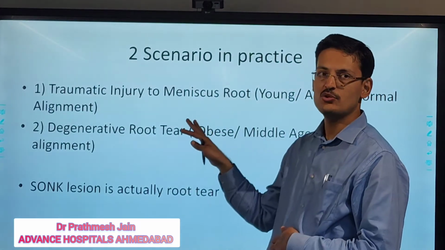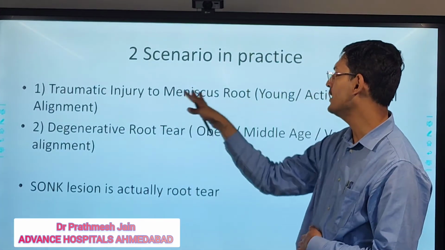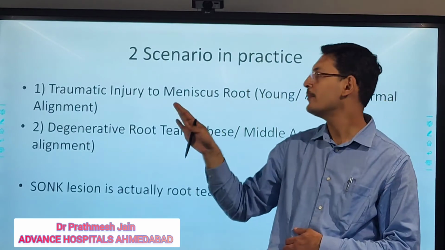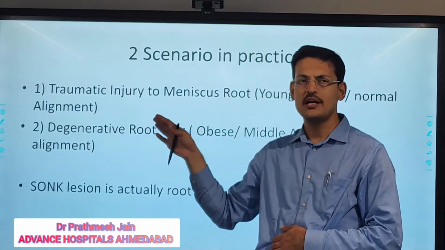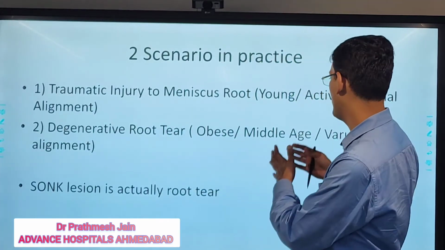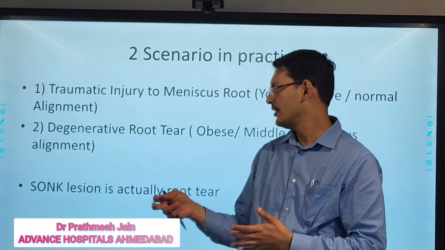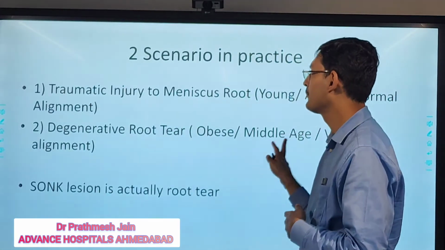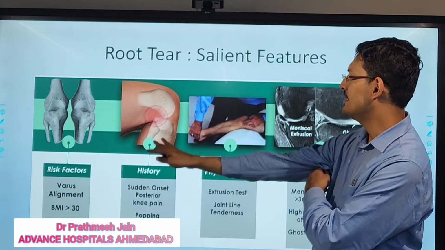So there are two scenarios you will see in practice. One is a traumatic injury to the meniscus root. This is seen in young, active patients with a normal alignment. And then you can have a degenerative root tear, which is sort of a middle-aged lady with factors such as obesity, middle age with varus alignment. And as I told you, sponge lesion is most commonly a root tear. So these are the salient features.